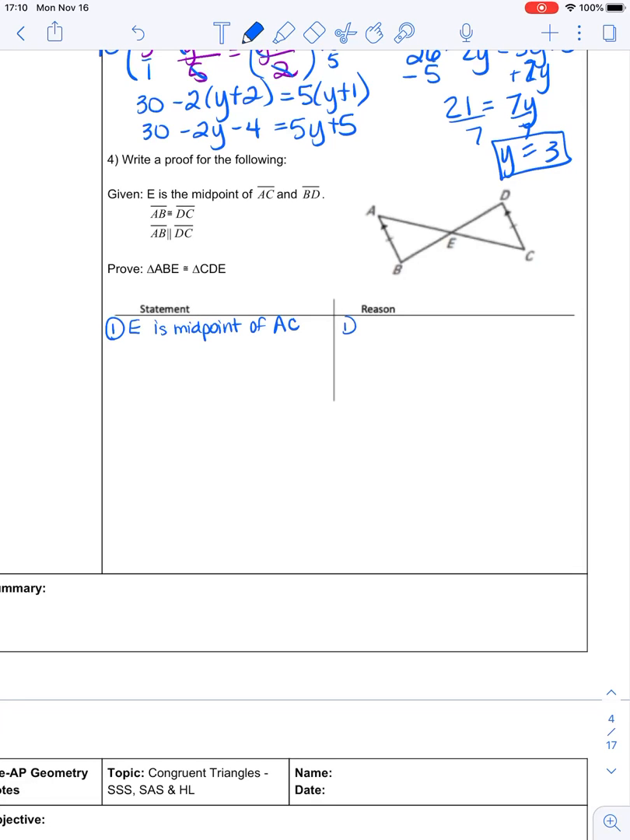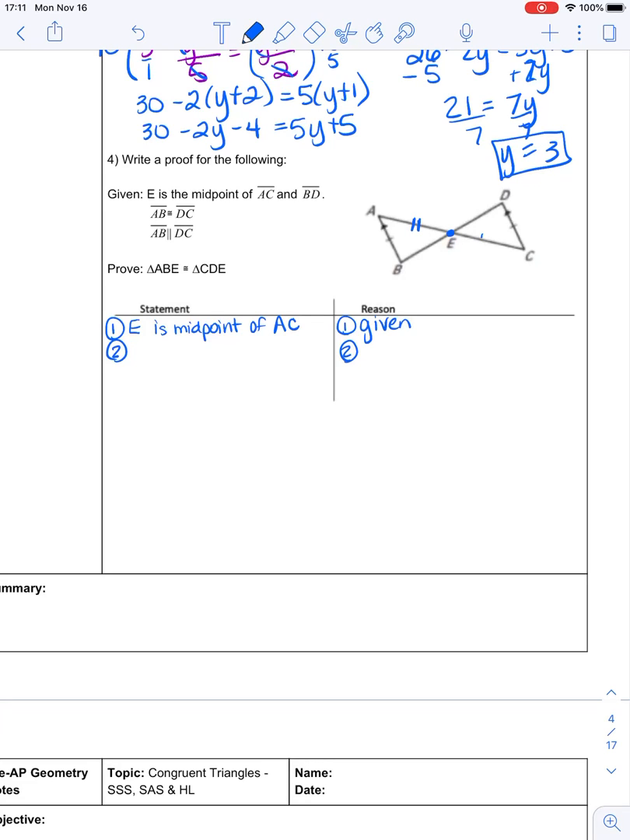Now, I like to split this into pieces, so I'm going to show you. E is the midpoint of AC, and that's given. In order to prove that things are congruent, we need sides equal to sides and angles equal to angles. Whenever you have givens that are words, it means we're looking for something congruent to something. So I like to split this up so that I can make sure that I use all of my givens.